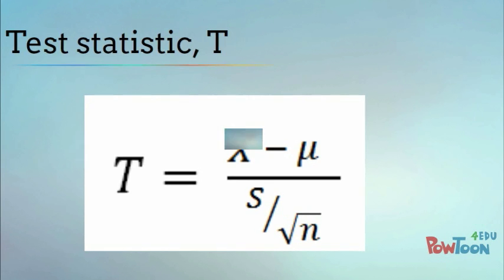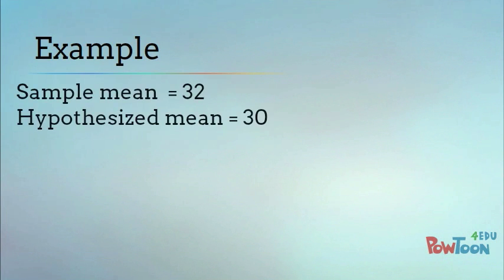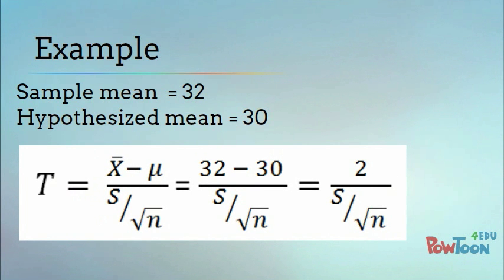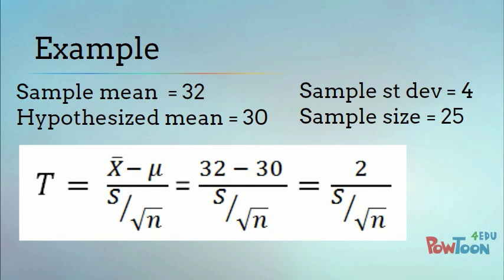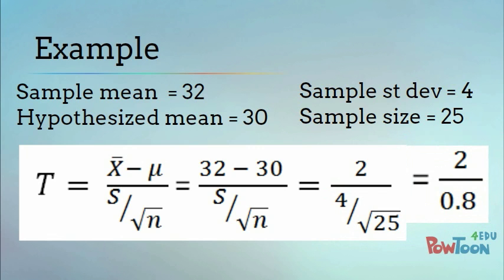root of n. For example, if x bar is 32 and the hypothesized mean is 30, the numerator is 32 minus 30, or 2. If the sample standard deviation is calculated to be 4 and the sample size is 25, the denominator is 4 over the square root of 25, or 0.8. So t is 2 divided by 0.8, which is 2.5.